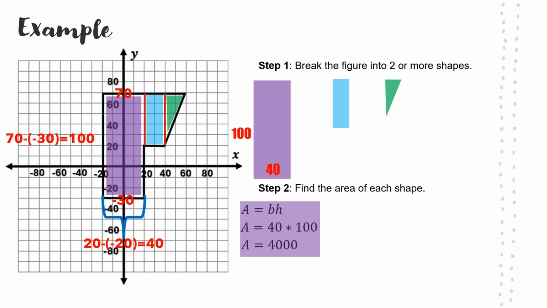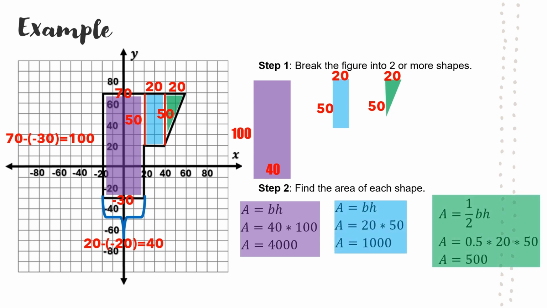Now we will do the same thing for the small rectangle and the triangle. First, we will find the base and height of each shape, and then apply their area formulas. Once again, the area of a rectangle is base times height, so 50 times 20, so that means that the area of the rectangle is 1000, and the area of a triangle is 1/2 of base times height, so 1/2 of 50 times 20 which is 500.